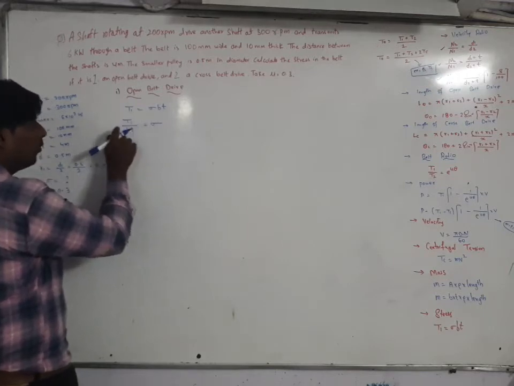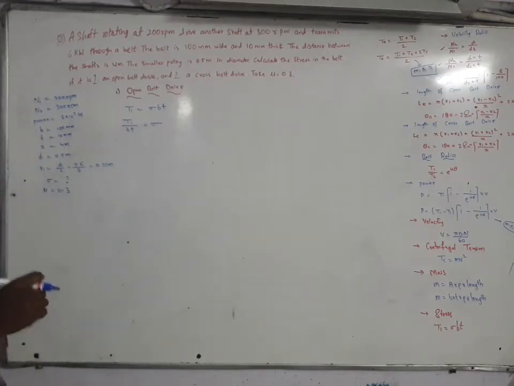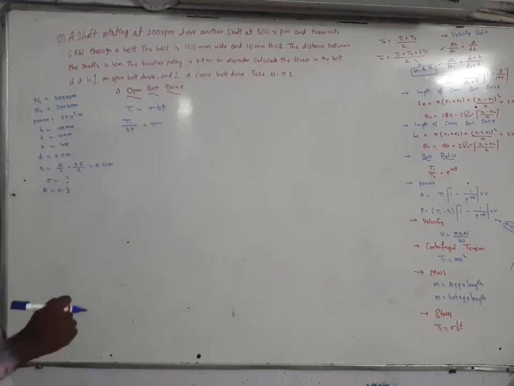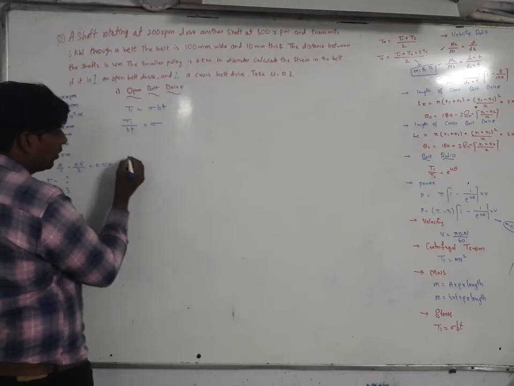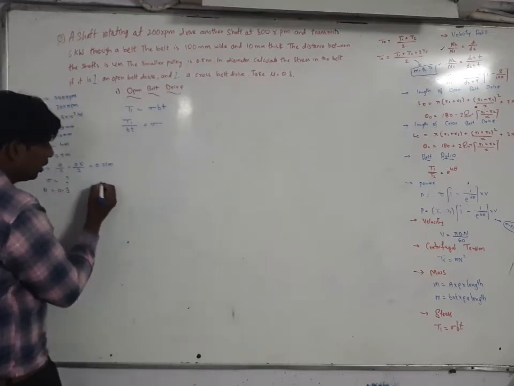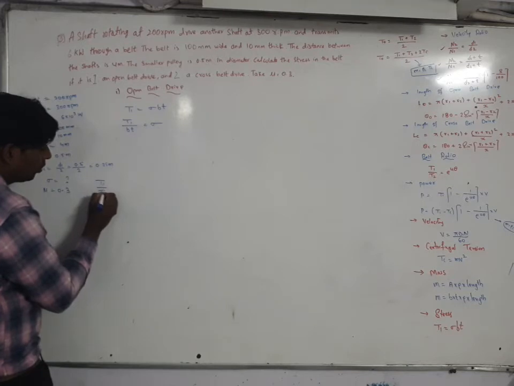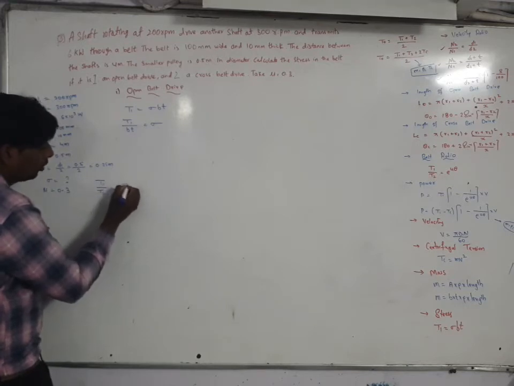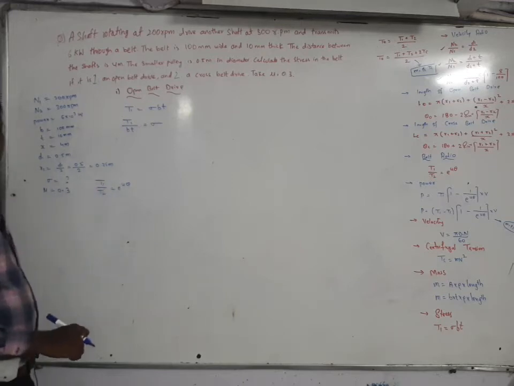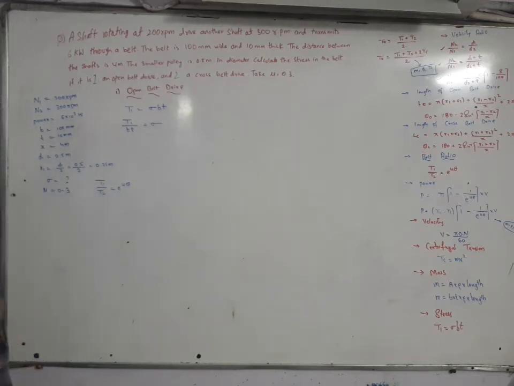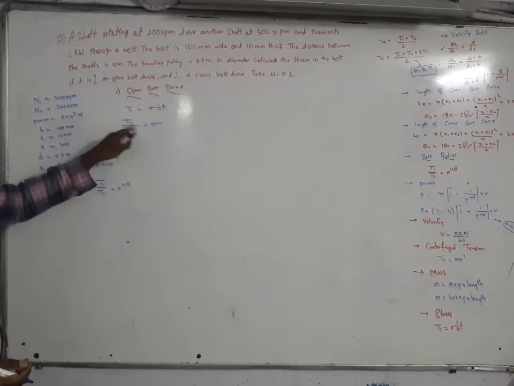With the help of the power formula only you have to find out T1. So before finding the power, first try to find this one. T1 by T2 is equal to e to the power of mu theta. If you want to find out the power, with the help of power only you will get the value of T1.